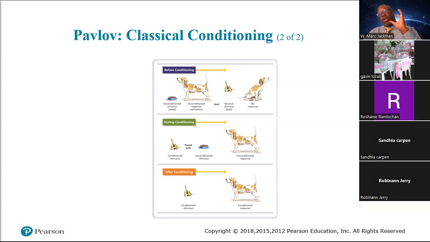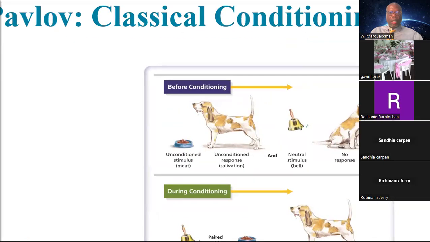So the thing to remember about classical conditioning is that it deals with reflexive actions, reflexive emotional feelings, and physiological responses that you do not have control over. Behaviors are conditioned to automatically flow from the conditioned stimulus. As you can see on the screen, before conditioning, the unconditioned stimulus would be the meat, or whatever is the main thing that causes the unconditioned response.